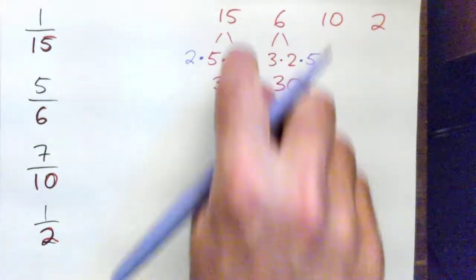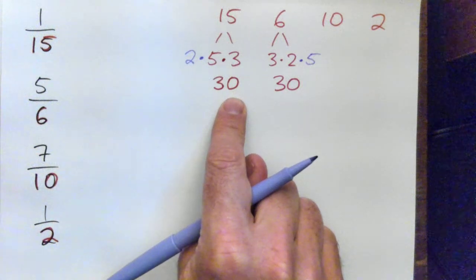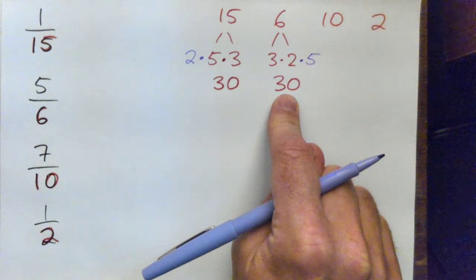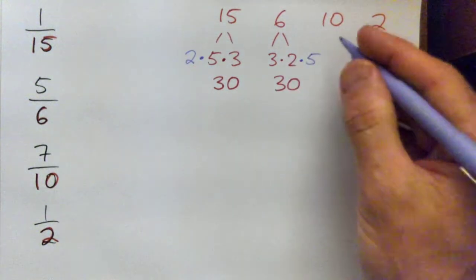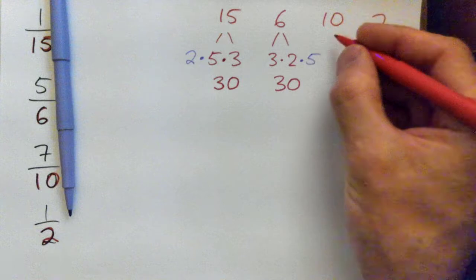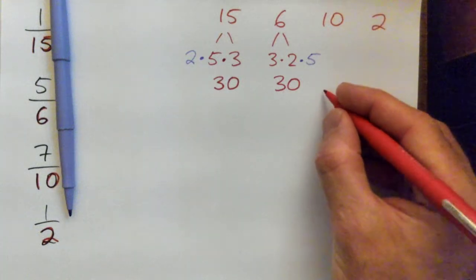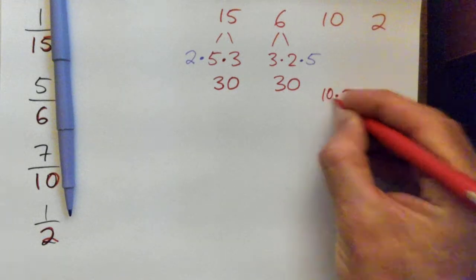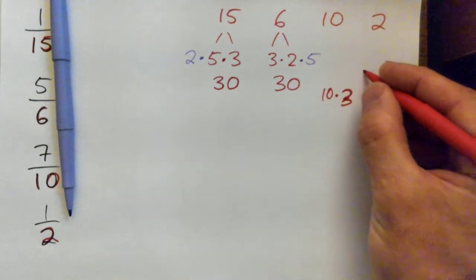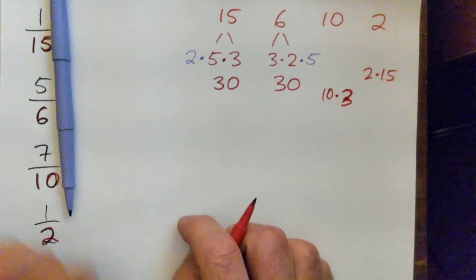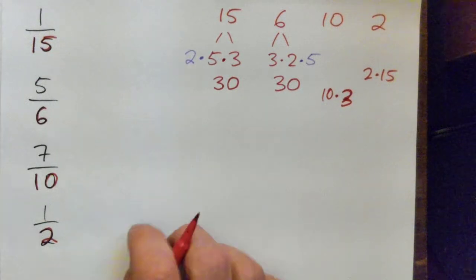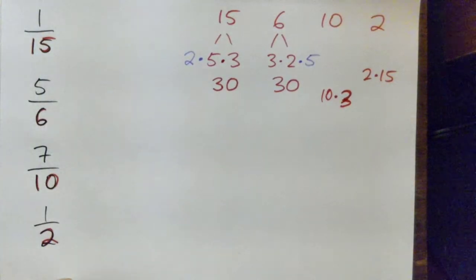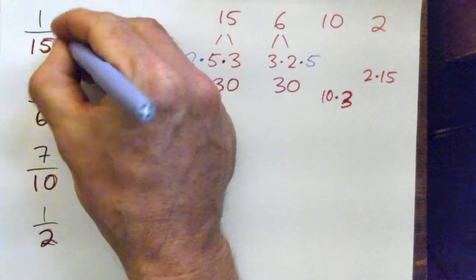Well, 15 will go into 30, won't it? 6 will go into 30. Will 10 go into 30? Yes, because it'll be 10 times 3, right? So 10 times 3 will give us 30. And 2 will go into 30 because that'll just be 2 times 15, right? So in any case, we can rewrite all of these fractions with the same denominator.